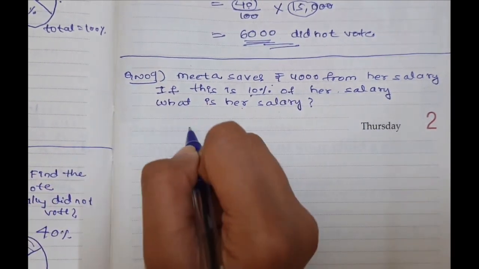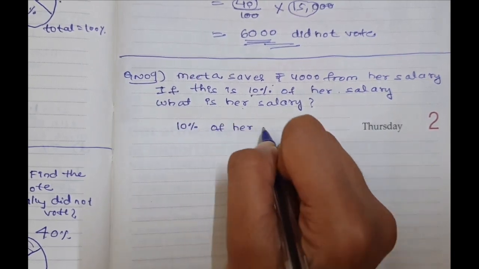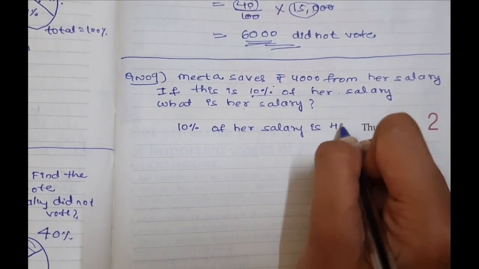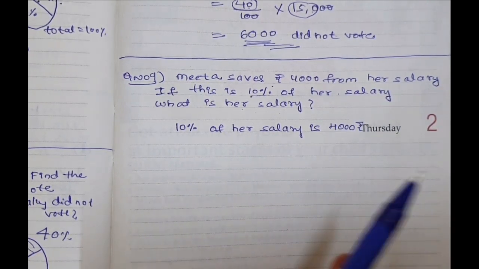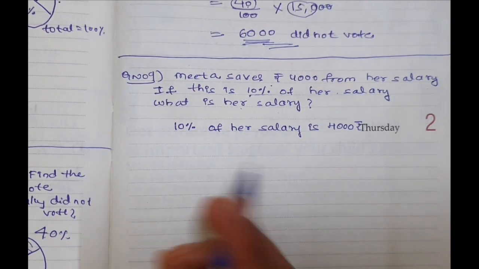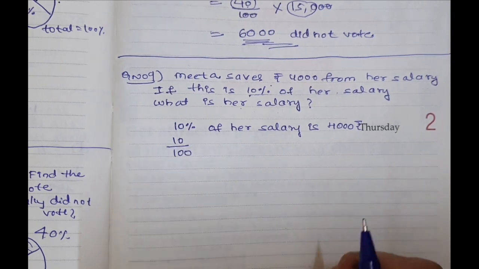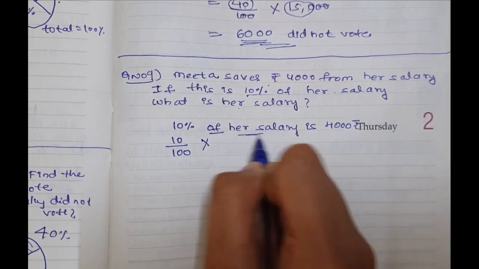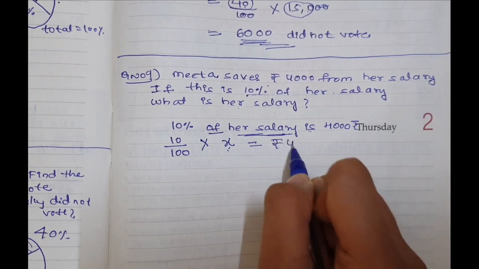Let me write it like this. 10% of her salary is 4,000 rupees. Right? That is what they have given in the question. I have just written the data. 10% means what? 10% is nothing but 10 divided by 100. Of is nothing but a multiplication. Her salary x is equal to rupees 4,000.